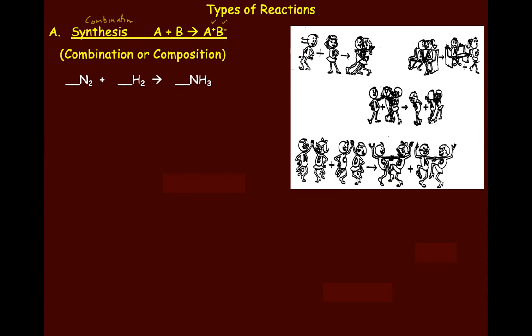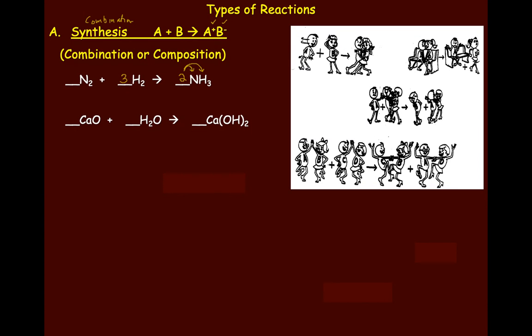And again, what we want to try to do here is balance these correctly. So two nitrogens here, you would need two nitrogens here. And you have two hydrogens here, and six hydrogens here. 2 times 3 is 6, so it's best to put a 3 in front of the hydrogen, and that would be balanced. Don't forget on your balancing that your coefficients go for each element in the compound. So that would be a correctly balanced synthesis type of reaction that would follow that form.